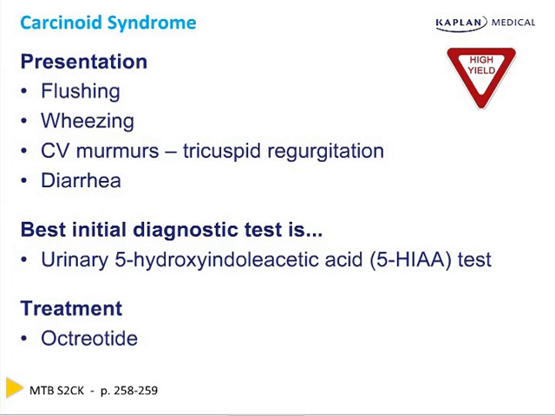The treatment is octreotide. Octreotide is a synthetic version of somatostatin, and somatostatin basically shuts off all bowel hormones. Therefore, it helps in the symptoms.